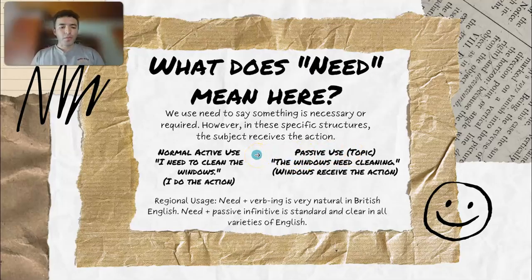We have the example, I need to clean the windows. This example refers to when I do the action. And the other example, the windows need cleaning. This refers to the windows receiving the action. This is a particular difference, okay? And regional usage: need plus verb-ing is very natural and common, particularly in British English. Need plus passive infinitive, the other structure, is standard and clear in all varieties of English, okay?